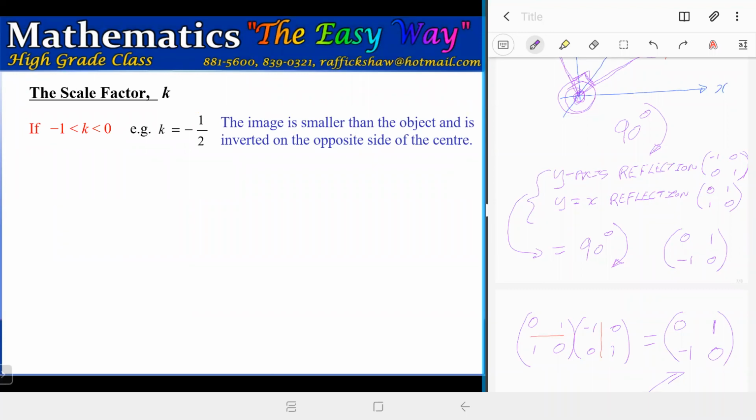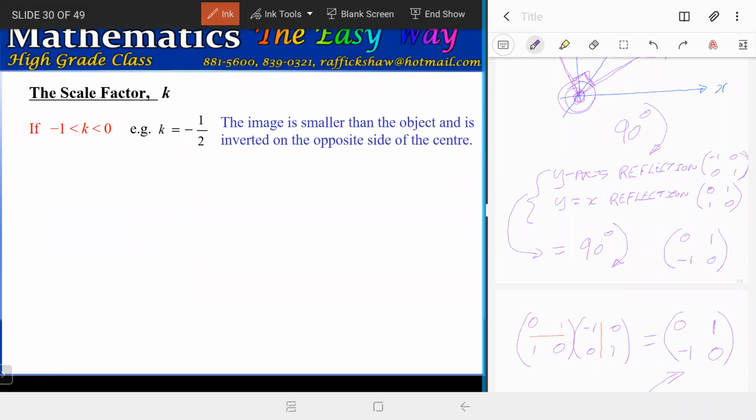The image is smaller than the object and is inverted. The key word to remember, guys, is that the negative causes it to be inverted. That's a key word to use. Inverted, not inverse. Look at it, spelling properly. Everything important: it inverts it. It is inverted on the opposite side. Invert means that it's going to be pointing in the opposite direction. It is inverted on the opposite side of the center.